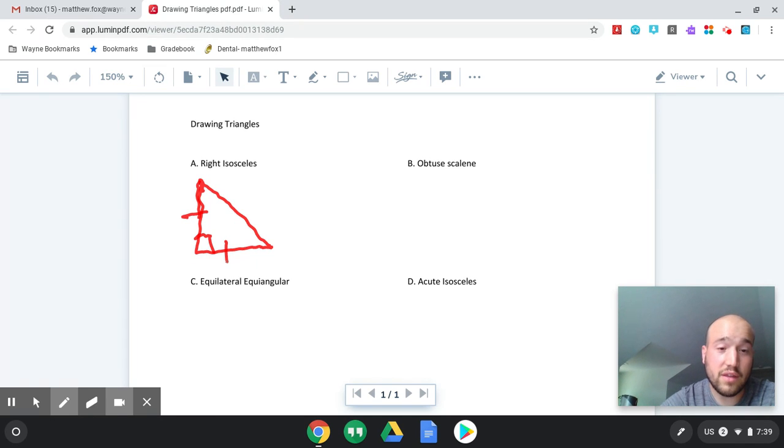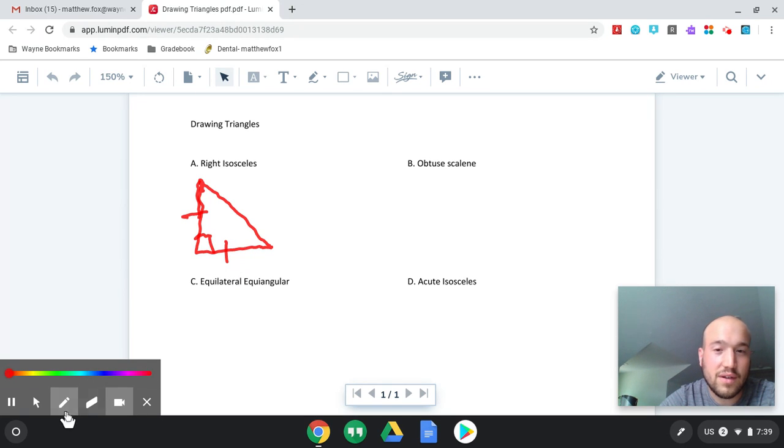Now, the third side, this hypotenuse over here, I can't put a mark there because it's not the same as those. If it was the same, then it would be equilateral, but it would also be equiangular. It's not possible to have a right equilateral triangle.